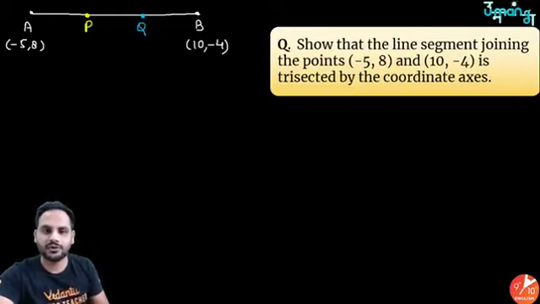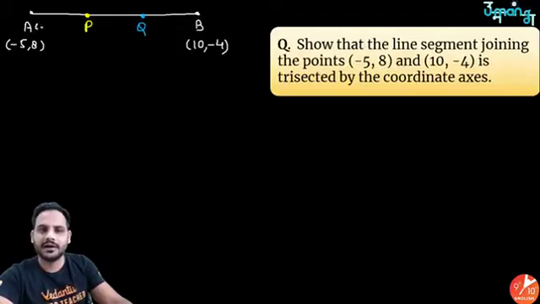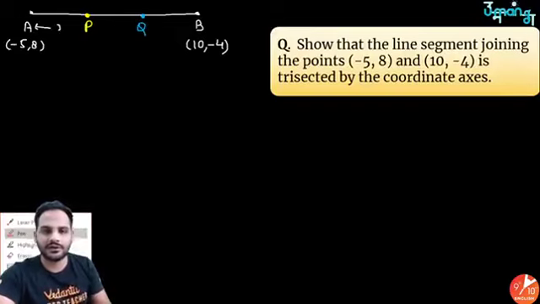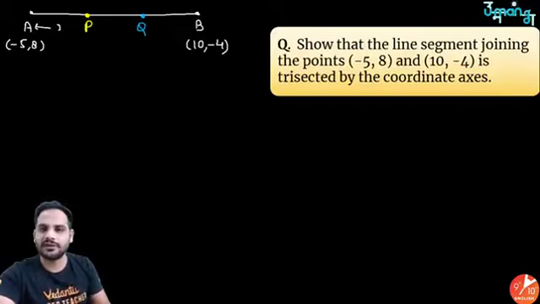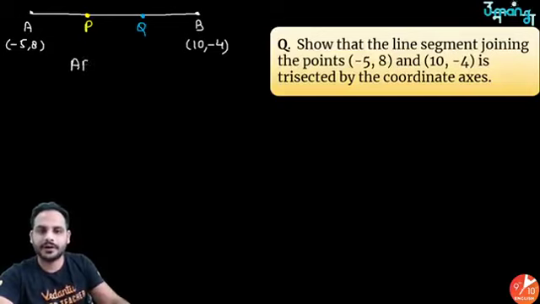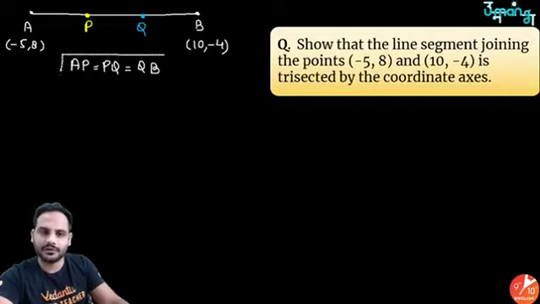And trisection, you know very well, trisection means what, beta? That all 3 of them are equal to each other. So AP is equal to PQ is equal to QB. That is the meaning of trisection, right? AP is equal to PQ is equal to QB is given to us.